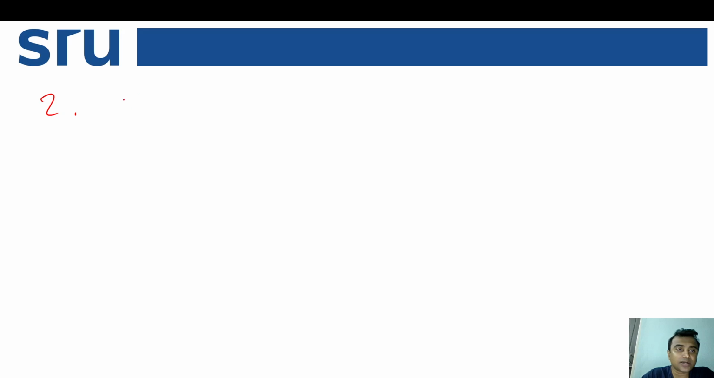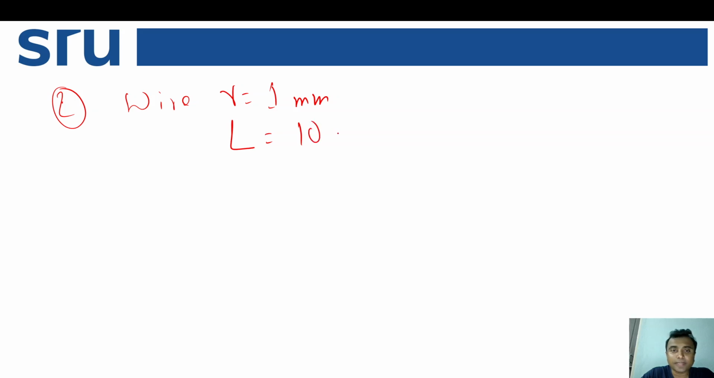Let's say a conductor having a cross sectional area. Maybe instead of area, you can say the wire has a radius. The area of the cross section is circular, so it has a radius of r equal to 1 millimeter, and the length L is say 10 meter.